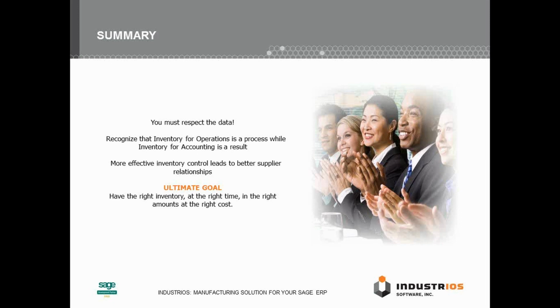The number one, or the low-hanging fruit that you have, is better supplier relationships. If you can normalize the flow of information going back towards your vendors and have them supply the materials to you when you need them, how you need them, in the form you need them, and at the cost you need them, you're going to be all the better. And obviously the ultimate goal is to have that right inventory at the right time, in the right amounts, and at the right cost.